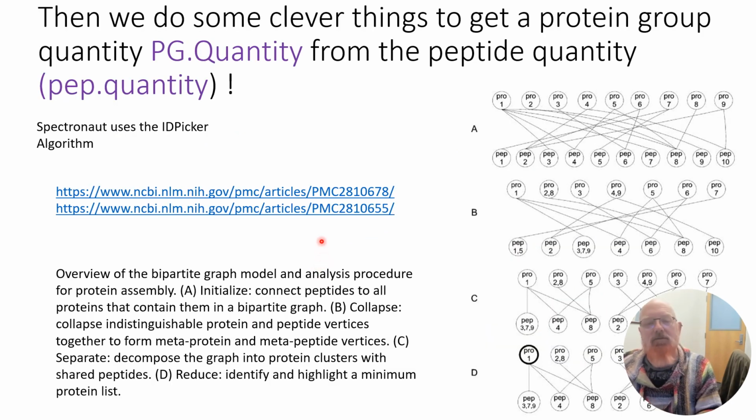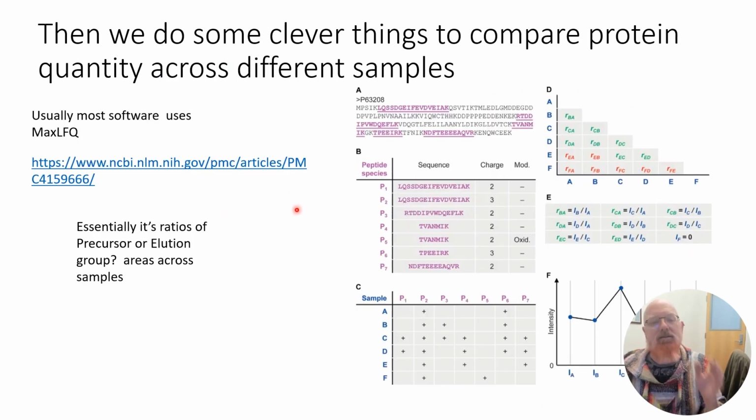Okay, and then once we get the peptide quantity, we do some really clever things to group those all together into the protein quantity. SpectraNet uses what's called ID Picker, and I put two links in this presentation, so you can go back and click on them and read all about it. And you can see it's actually quite complicated. All right, and then once we do that, if you have more than 2 samples, we have to figure out how to do this in a robust way.